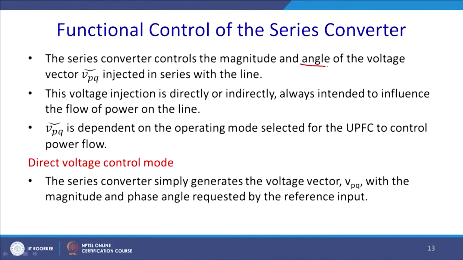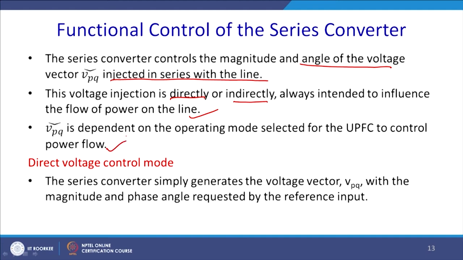The series converter controls the magnitude and the angle of the vector VQ injected in series with the line. The voltage injection is directly or indirectly always intended to influence the flow of power on the line. VQ is dependent on the operating mode selected for the UPFC control.